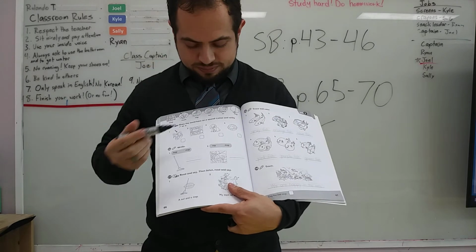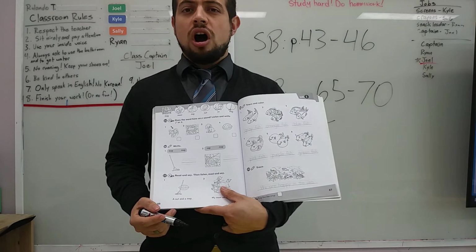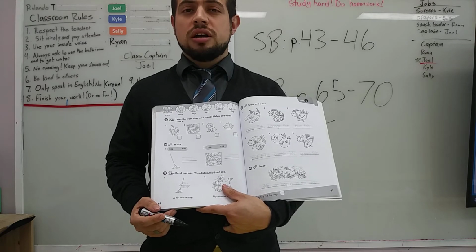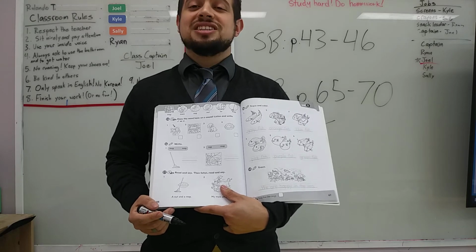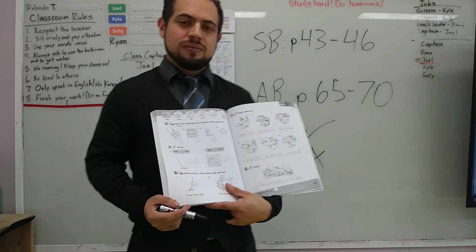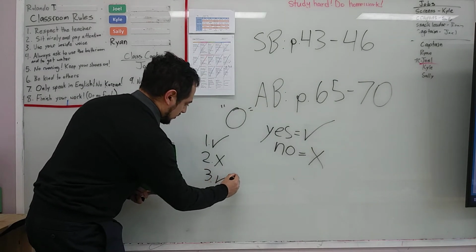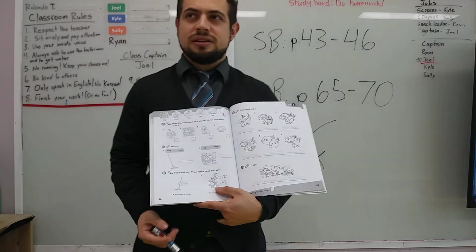Number 3. Dog. Does dog have an aw sound? Yes, it does. Very good. So number 3 is check. Yes.